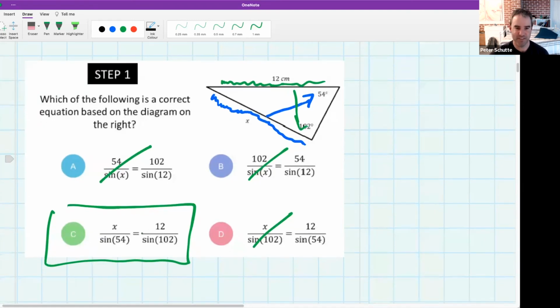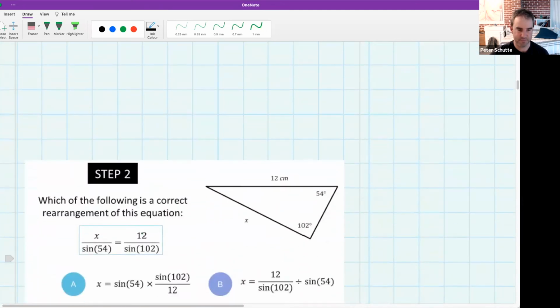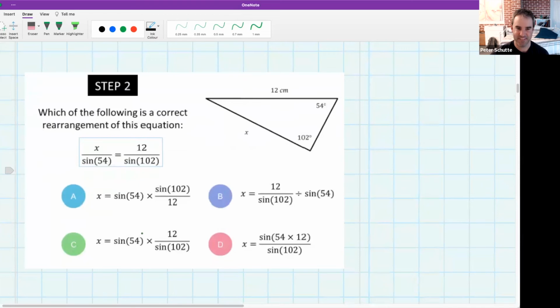Okay, let's do another one since you were so good at that one. Take it up a notch. Which of the following is a correct rearrangement of this equation? So you're given the sine rule first step. You now need to find what it looks like when you isolate the x by itself. So just take a moment to look. There's not a huge rush. Think through it, and then when you're ready, you can put the answer in the chat. There's a lot of information going on there, so be careful.